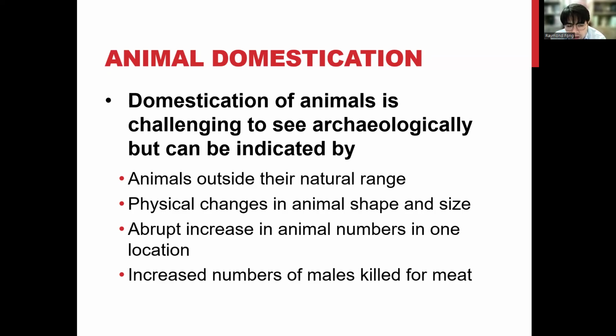The first one is animals outside their natural range. If, for example, chickens are native to California and then you find them in New York, that's a pretty clear indicator that they are domesticated. Okay. Physical changes in animal shape and size.